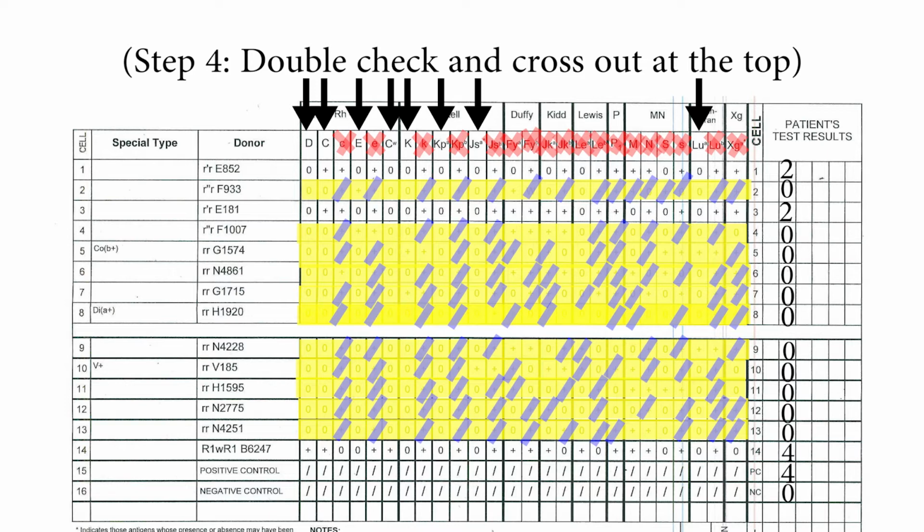Okay, now that you have done the panel cells, we have more information and patterns to look at. We can make some educated guesses to rule out antigens. We can rule out Kpa. Does anyone know the reasons that we can rule out these antigens?